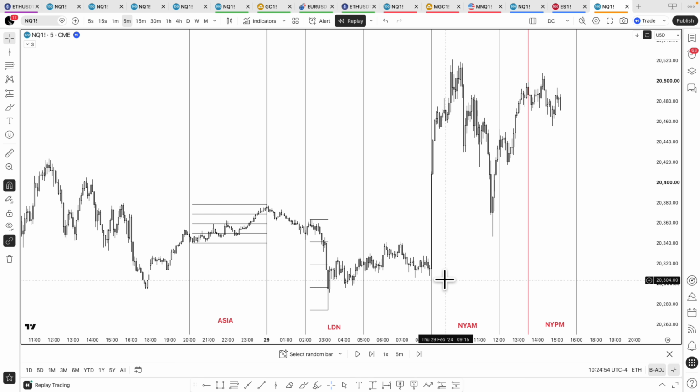The next one would be opening ranges, and opening ranges would just be the first 30 minutes after the sessions open. And with New York AM, it's the only one that is different. With New York AM, we are paying attention to the 9:30 opening.